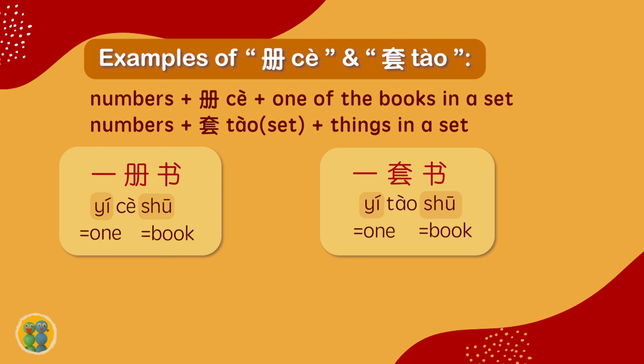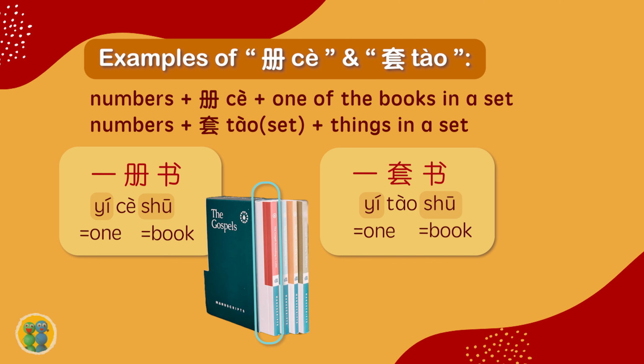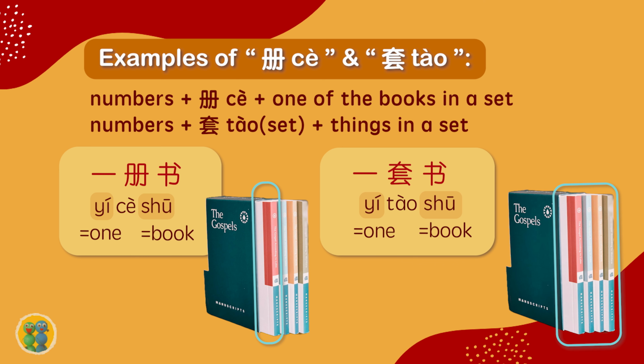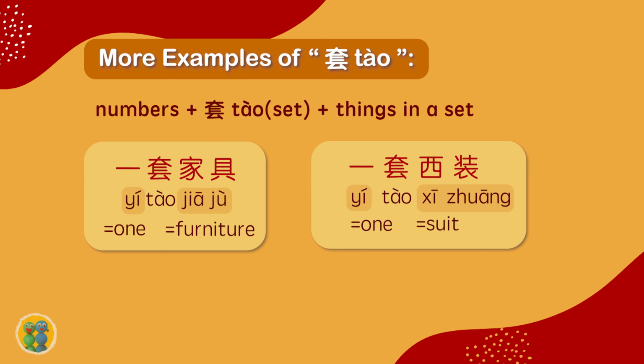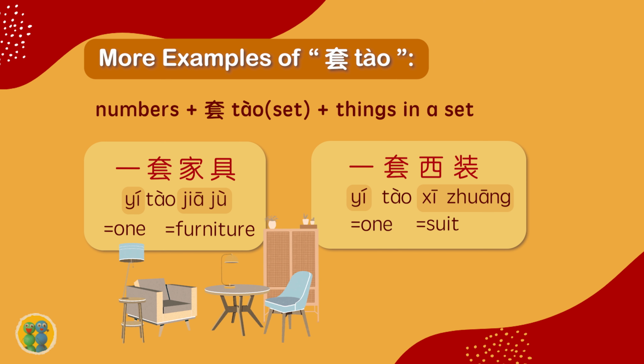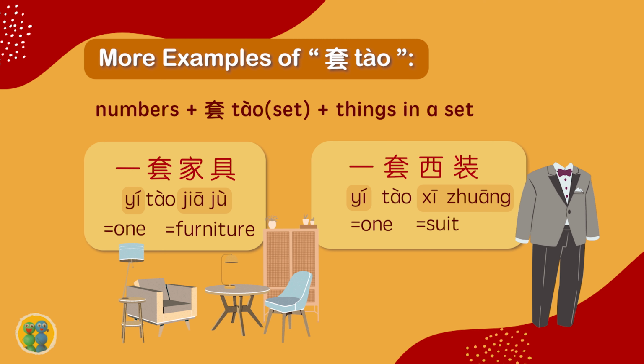Examples of 册 and 套: 一册书. 一 means one. 书 means book. 一套书. 一 means one. 书 means book. More examples of 套: 一套家具. 家具 means furniture. 一套西装. 西装 means suit.